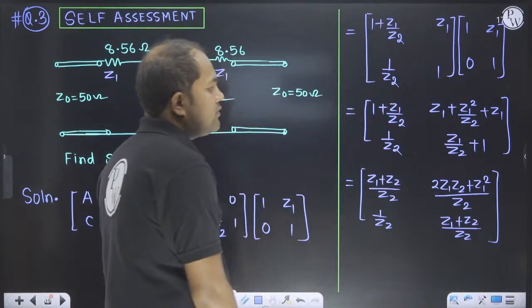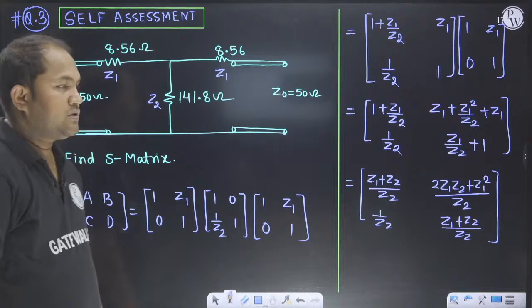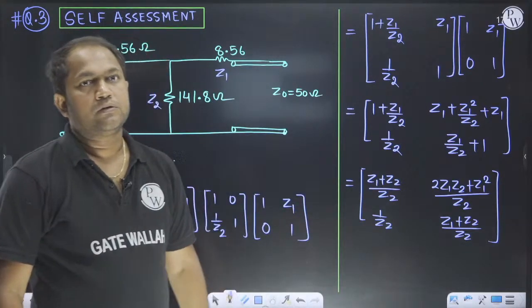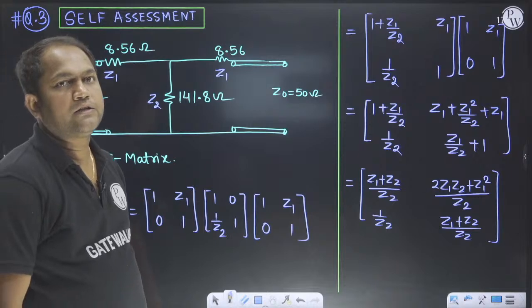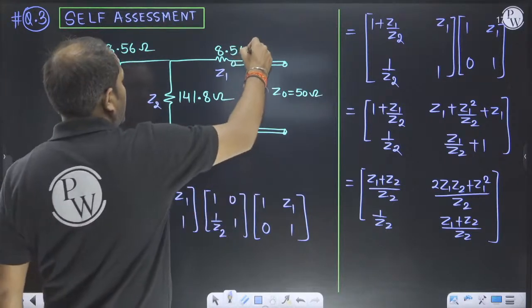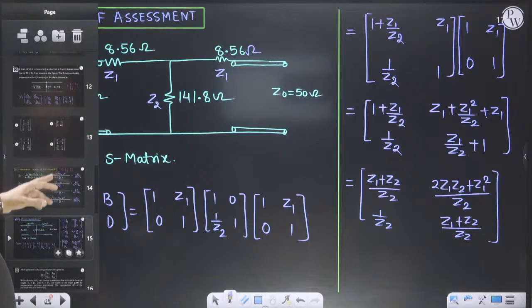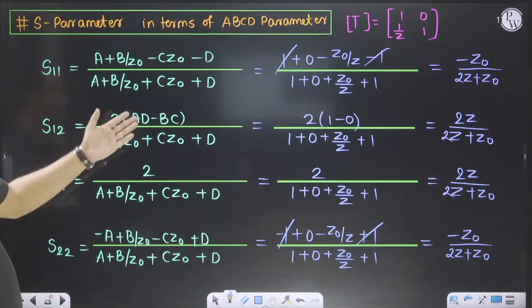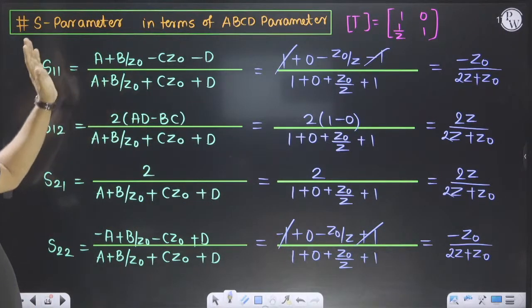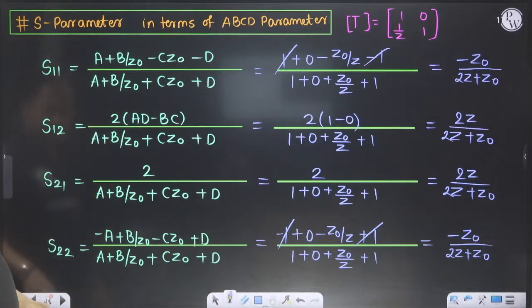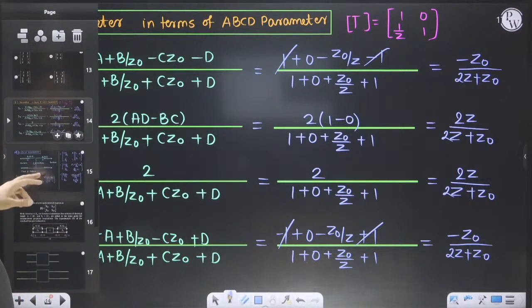So this is the point here. Z1 and Z2, you know that. Just put in the values and you will get the result. Then apply the formula. Which formula? The S parameter formula. When you get ABCD, just put the values of ABCD into this equation and you will get the S parameters. So it is a very easy task.